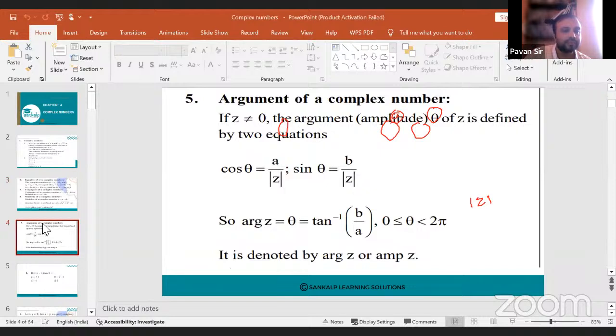Next part, the argument of the complex number. Argument in the sense what? You can say that it is represented with arg. Okay, so it is represented with arg. If z is not equal to 0, then the amplitude theta of z is defined by two equations. What are those two equations?